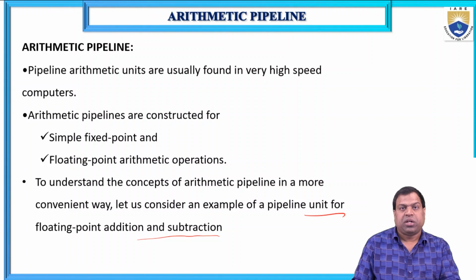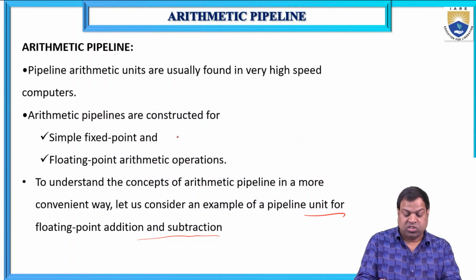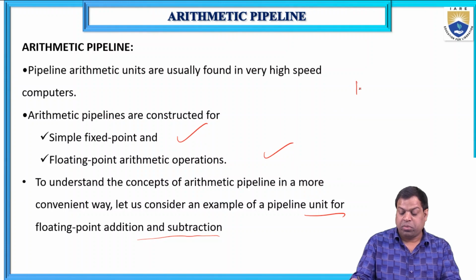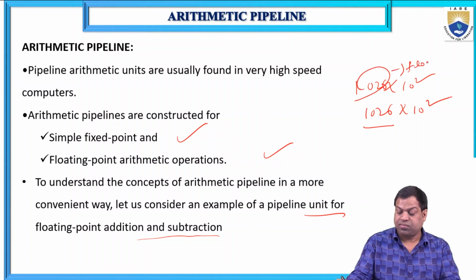So what is the arithmetic pipeline? Pipeline arithmetic units are usually found in very high-speed computers. Arithmetic pipelines are constructed for simple fixed point and floating point arithmetic operations. Floating point means, for example, 1.026 into 10 square, or 1026 into 10 square. So it is a floating point. And this is a fixed point.